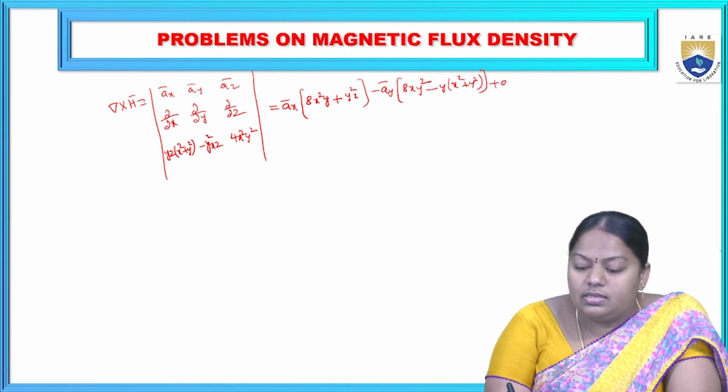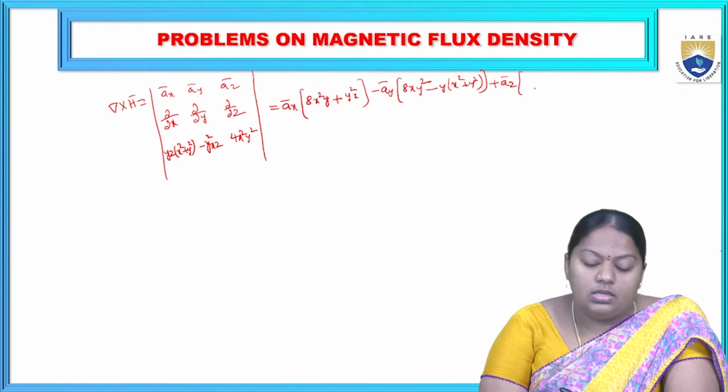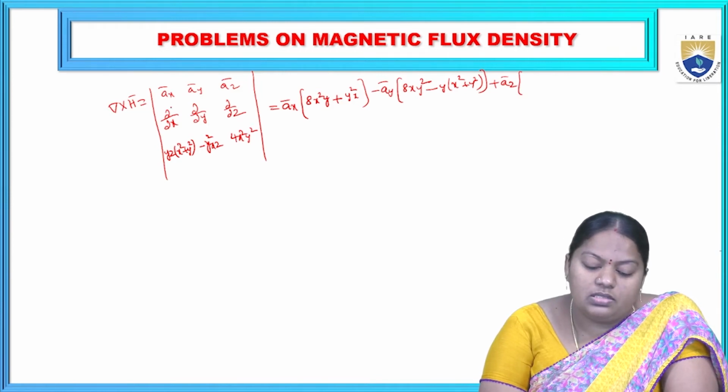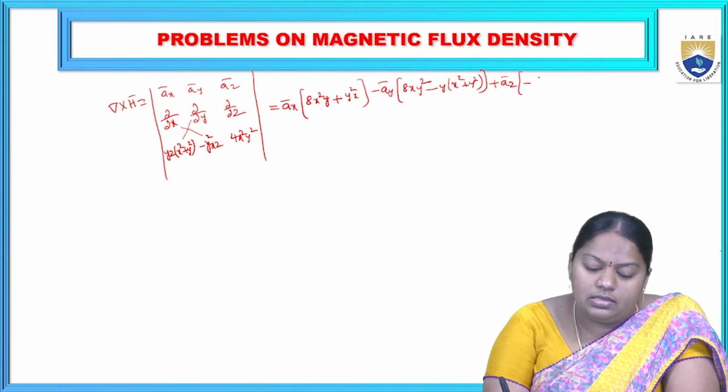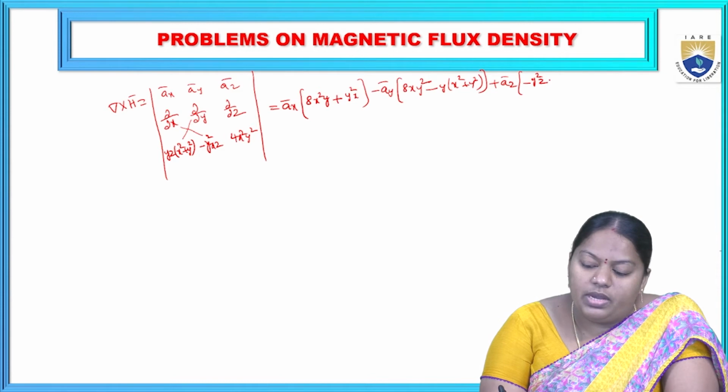Then plus az into. So if you consider the first row and the third column, then the determinant between these two is to be considered as minus ∂/∂x of y²z, minus y²z is the resultant one, and minus ∂/∂y of this thing means yz.